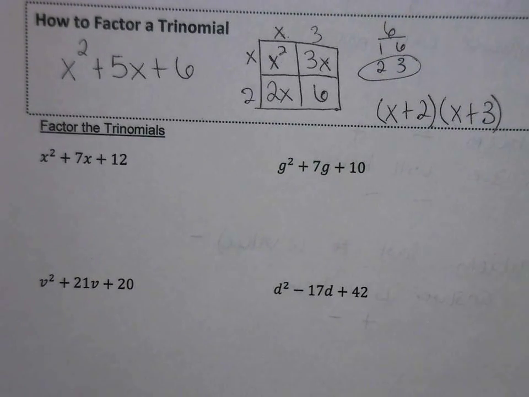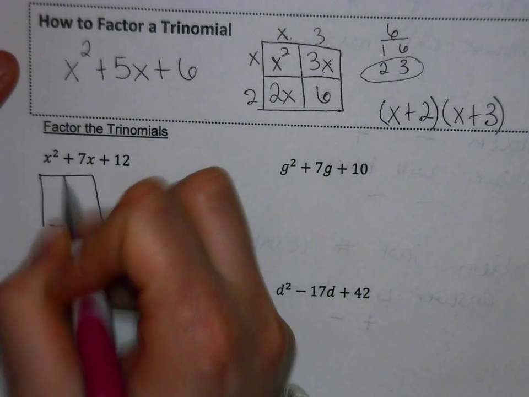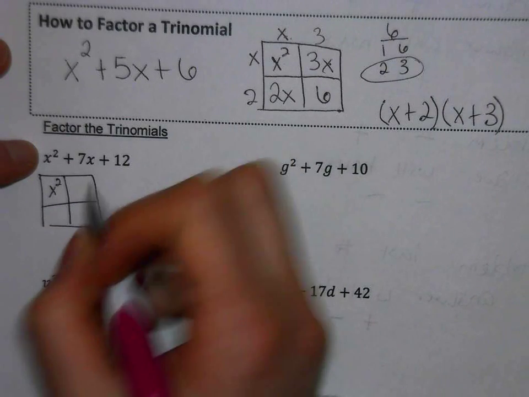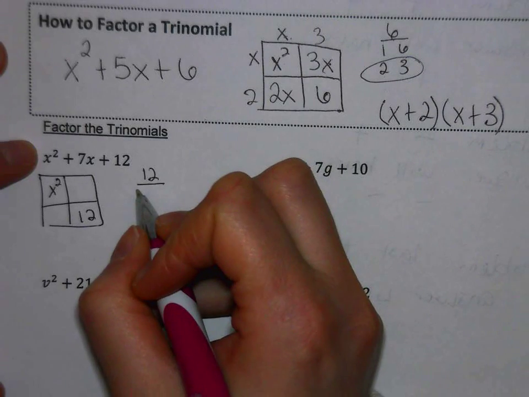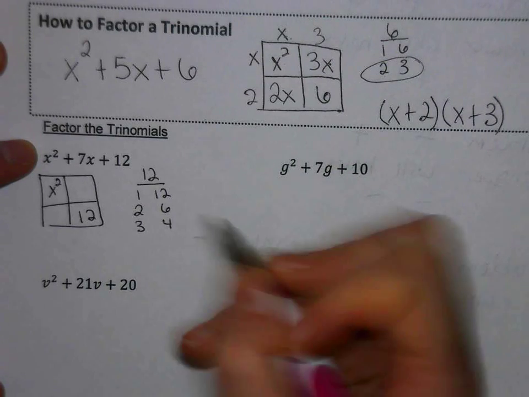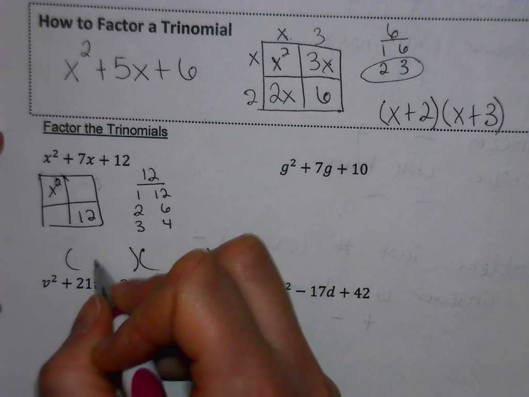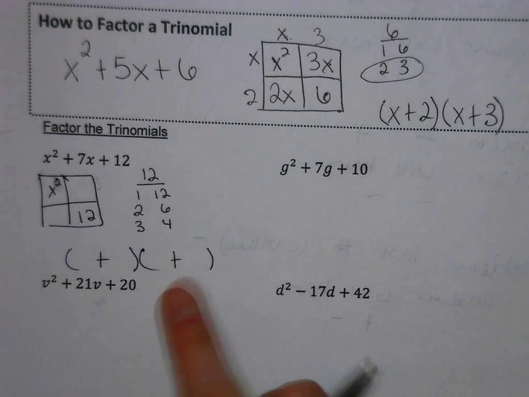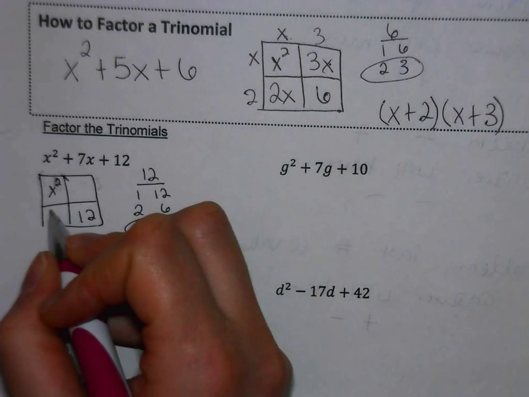Alright, so let's take a look at these first few examples. If we look at this first one, start by drawing the box. X squared goes in the top, 12 in the bottom. Factors of 12. We have 1 and 12, 2 and 6, and 3 and 4. We have 2 positives, so based on the back, that means we're going to have 2 positives in our answer. To get to that positive 7, it's 3 and 4. So 3x and 4x.